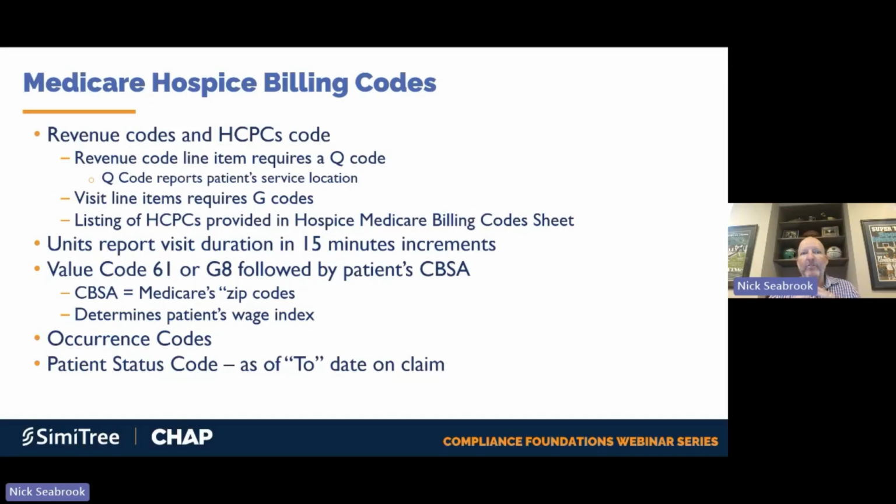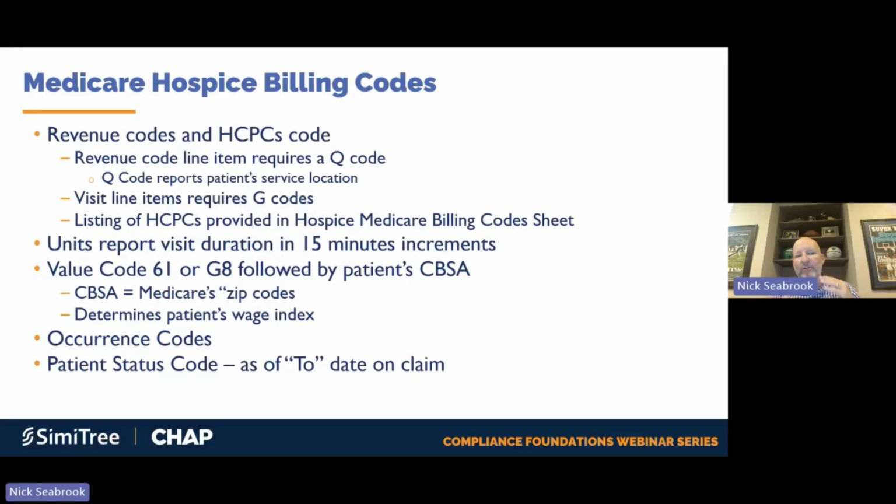So how the units work, as we mentioned before, they're going to be in those 15-minute increments. The value code 61 is going to be on the claim as well. That's going to determine what the patient's CBSA is, and that CBSA is basically that wage index. It's similar to how home health works, where the wage index, or where that patient lives, is going to determine what kind of adjustment there is on that claim. So having that value code 61 or the CBSA code is going to make that determination.